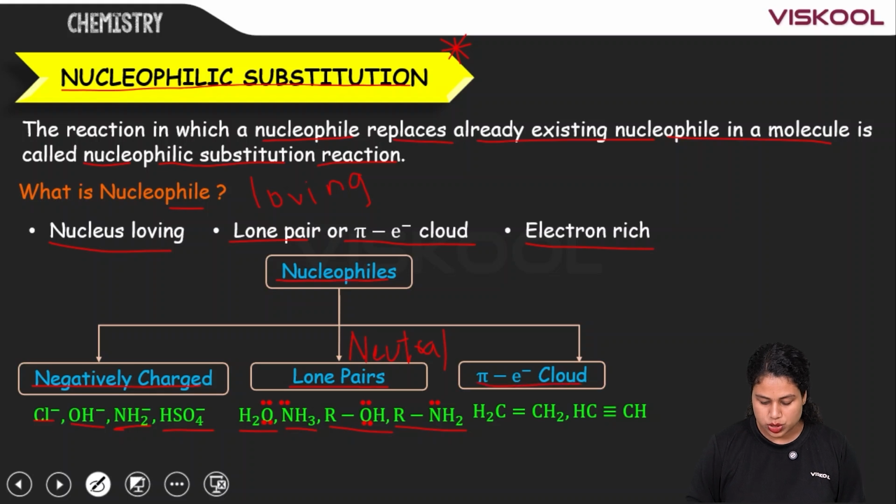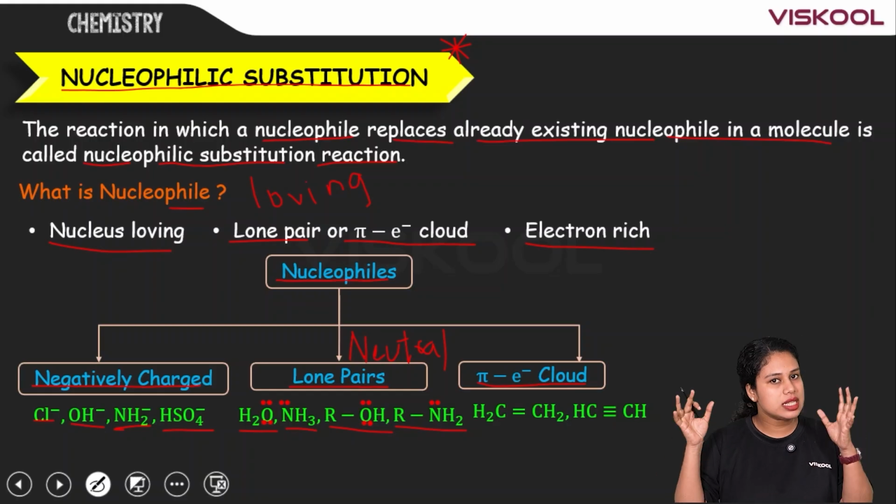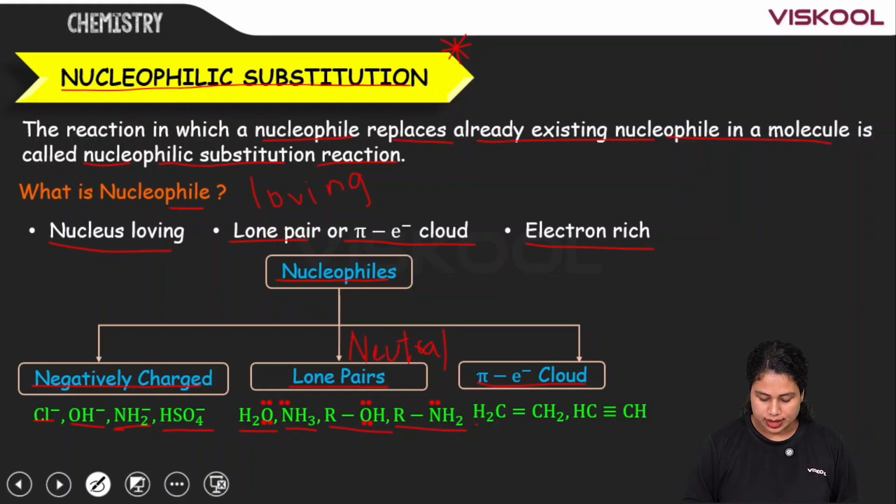Then the next one, those which contain the pi electron cloud. When there is an overlap between the p orbitals, this pi electron cloud occurs. Examples are ethene, CH2 double bond CH2, and ethyne, CH triple bond CH. For the formation of a pi bond, sidewise overlap of the p orbitals takes place, and there will be a pi electron cloud formation, and they can also act as nucleophiles because of this pi electron cloud. Ethene and ethyne are some of the examples.